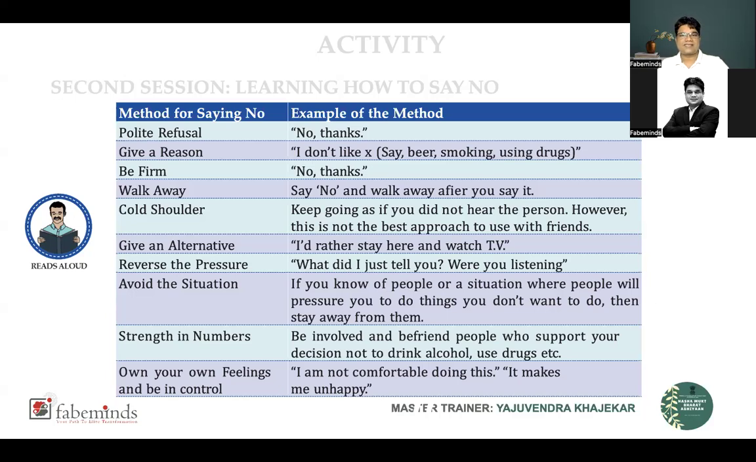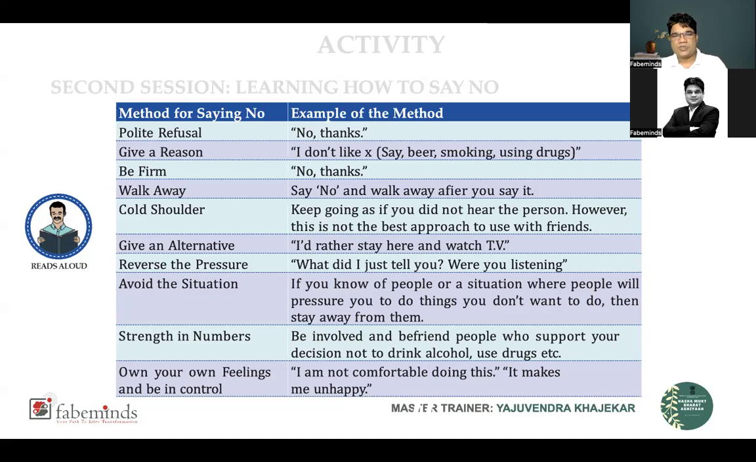So next is walk away, say no, and walk away after you say it. Cold shoulder, keep going as if you did not hear the person. However, this is not the best approach to use with a friend. The best approach is always nice. Okay, so give an alternative. I would rather stay here and watch TV. Okay, reverse the pressure. What did I just tell you? Were you not listening? Those kinds of things. That's the reverse the pressure.